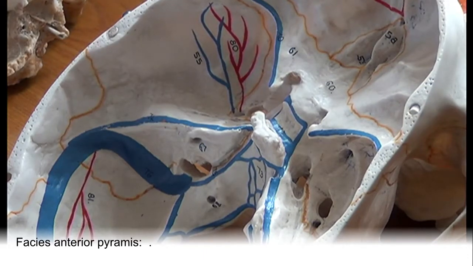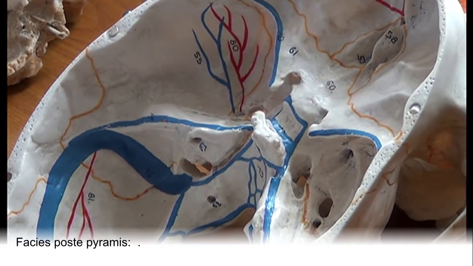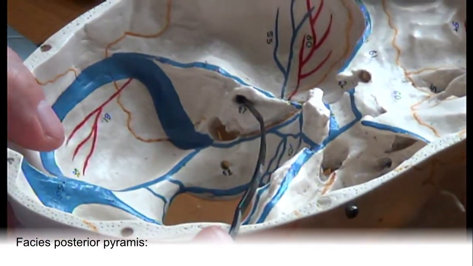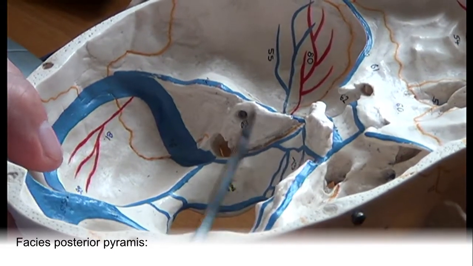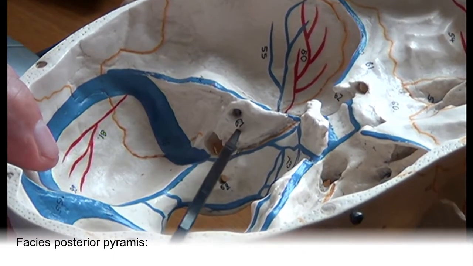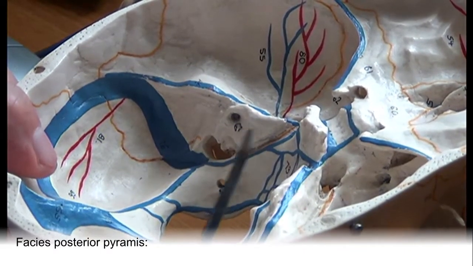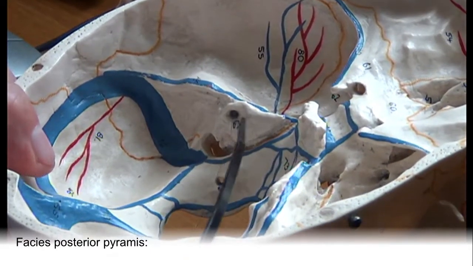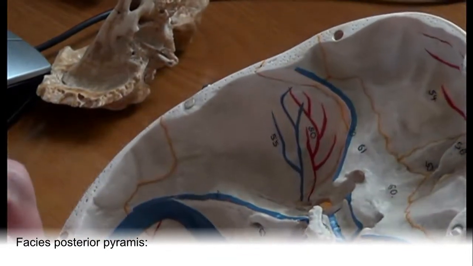Facies posterior pyramis. What should we know here? First of all, this orifice. What is this? Number 67 in this specimen. What is this? It's porus acousticus internus.